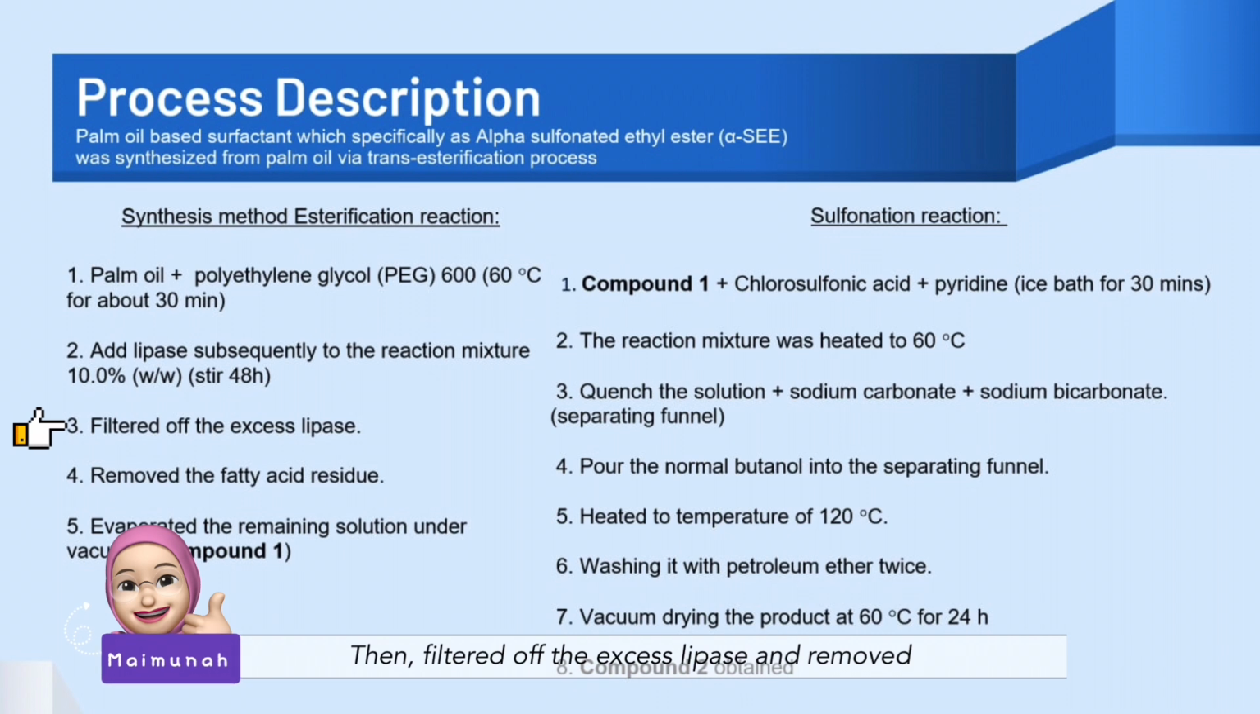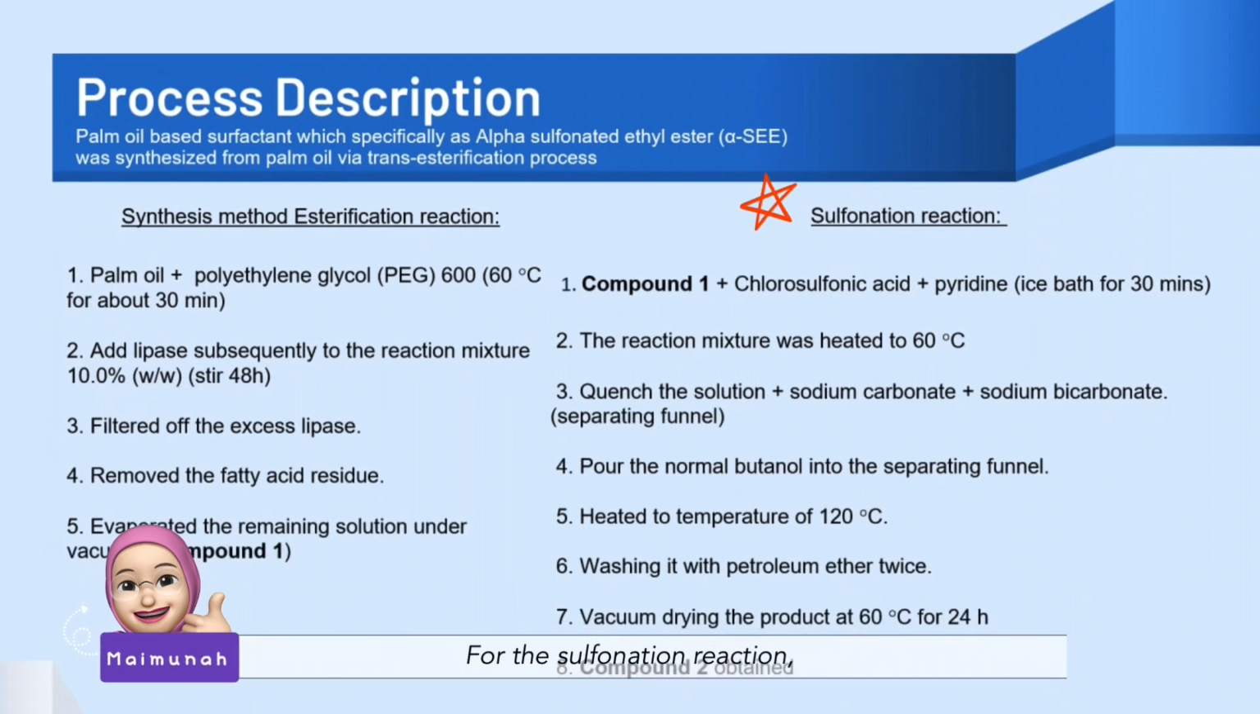Then filter off the excess lipase and remove the fatty acid residue by washing with a mixture of diethyl ether and a small amount of sodium bicarbonate solutions. After that, the lipase catalyzes esterification of palm oil in the presence of polyethylene glycol and results in conversion of free fatty acids present in oil into ester. Then evaporate the remaining solutions under vacuum in order to obtain a light yellow semi-viscous liquid.